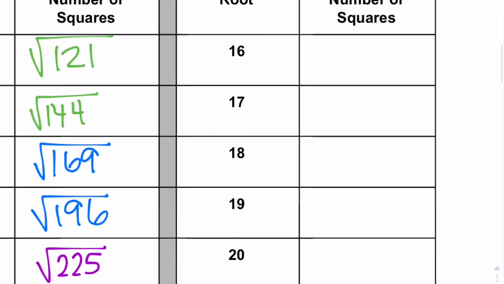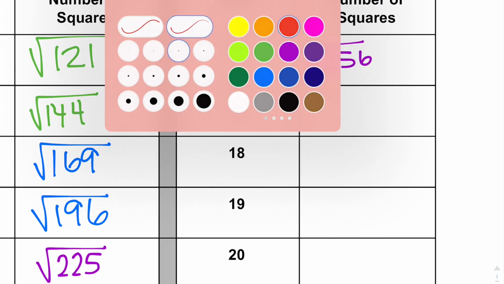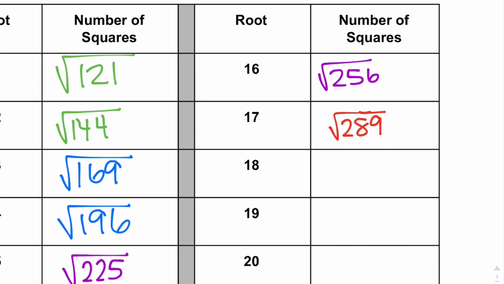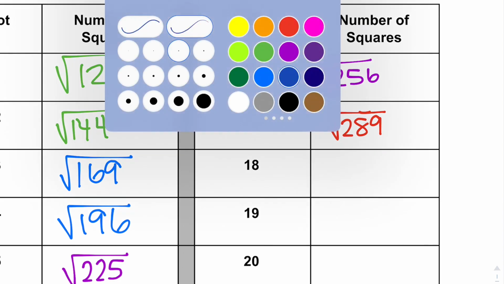And on our last column here, I know that 16 times 16 is 256. So the square root of 256 is 16. And then 17 times 17, the root for 17 is 289. I know this because 17 times 17 is 289. So if you had a big square with 17 rows and 17 columns, you'd have a total of 289.